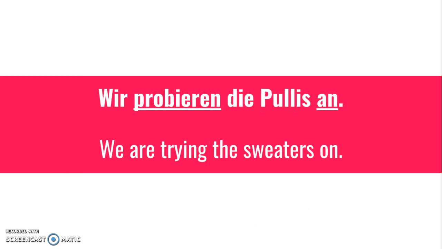Our next one is an example for anprobieren. Wir probieren die Pullis an. We are trying the sweaters on. Again, you'll see the conjugated verb is in second position. The separable prefix is moved to the end.